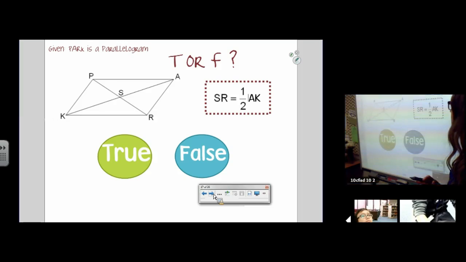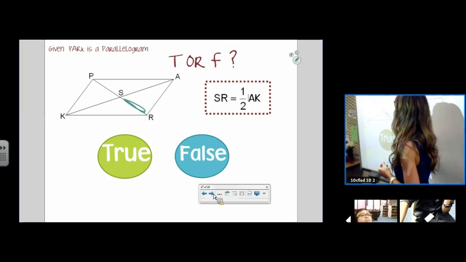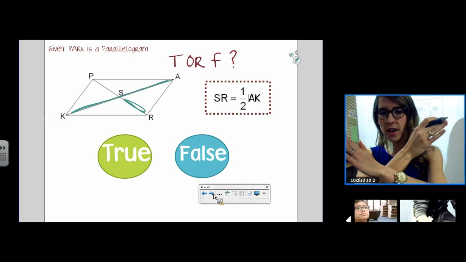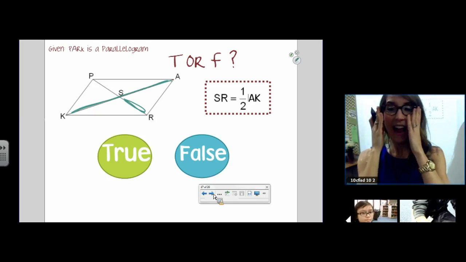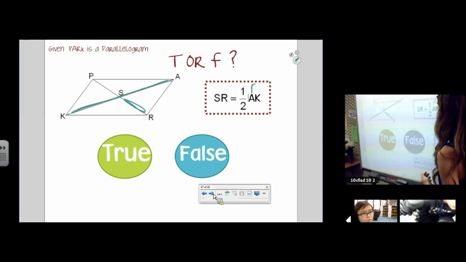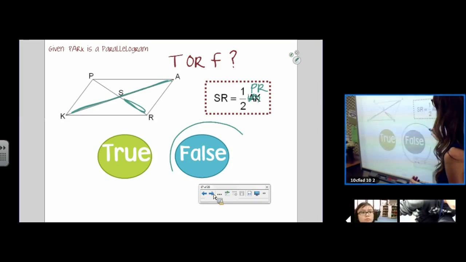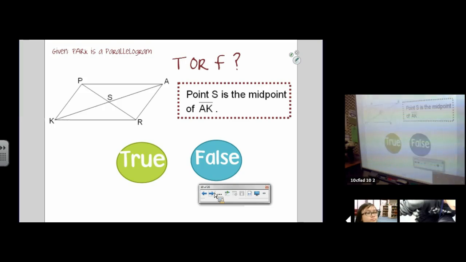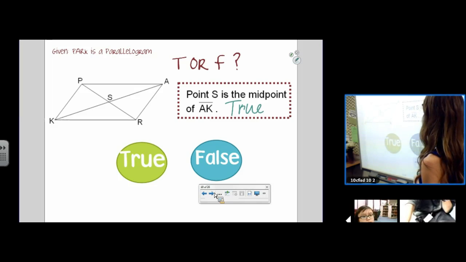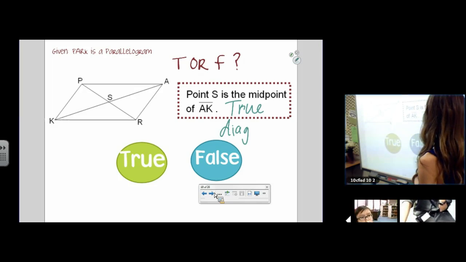True or false? SR is 1/2 of AK. But the diagonals bisect each other. Good. The diagonals aren't congruent, right? So yeah, it's 1/2 of, this should say PR if we wanted it to be true. That one was false. Point S is the midpoint of AK. True, yep. It is the midpoint because the property diagonals bisect each other.